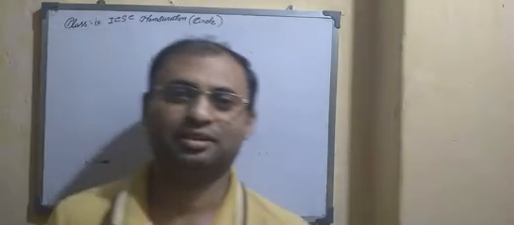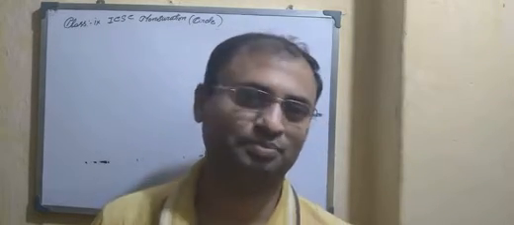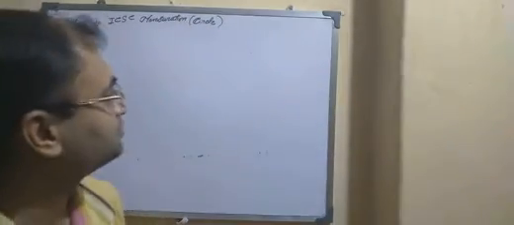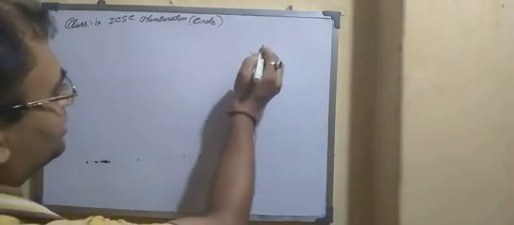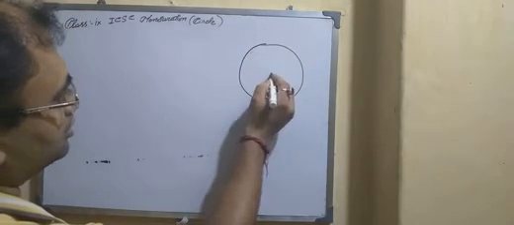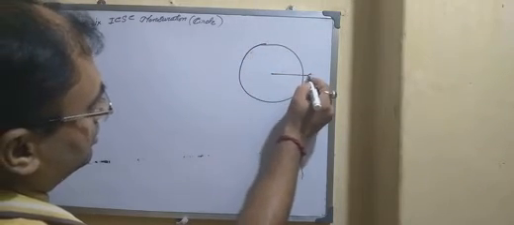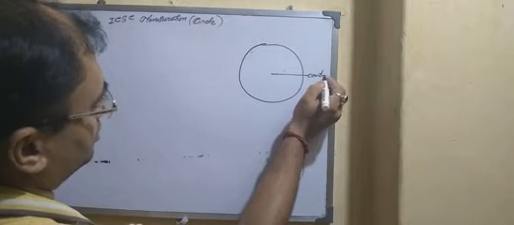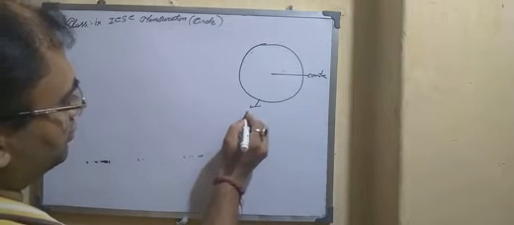Hello students, today's chapter is circle. We know something about circle. What is circle? This is a circle and this is called center and this is called circumference.